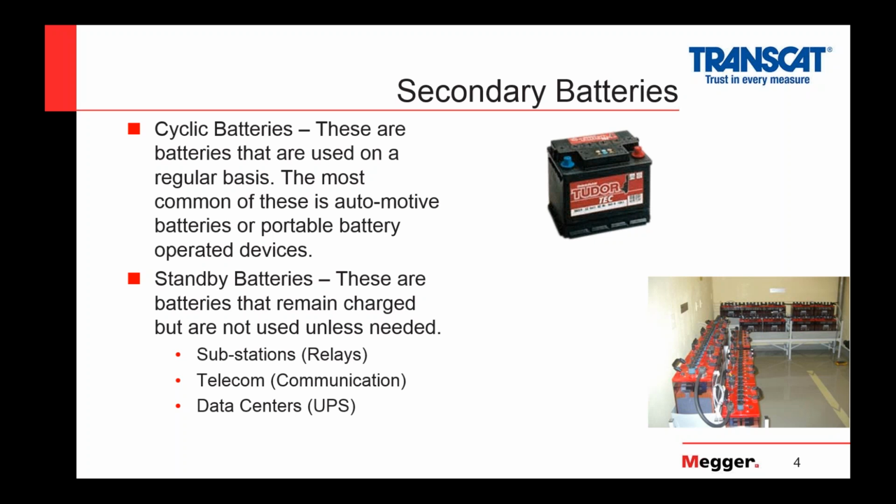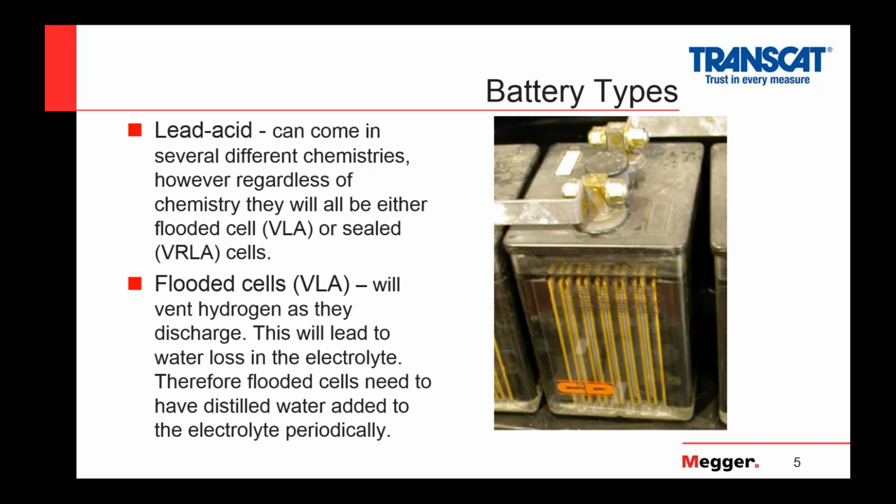We're going to be dealing with the secondary batteries here. And we can further break them down as cyclic batteries and standby batteries. Now, cyclic batteries, these are the ones that are used on a regular basis. They're charged and discharged, commonly used in automotive applications, golf carts, forklifts, things like that. Then we also have standby batteries. These are the batteries that remain charged, and they stay on charge unless they're absolutely needed. These are what we're seeing in substations, telecommunications, data centers, wherever we have backup applications.